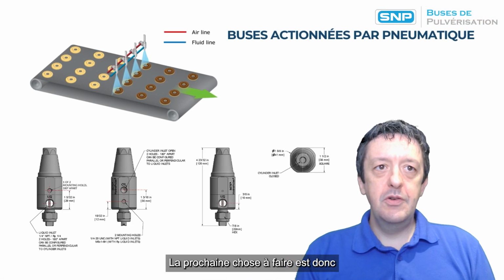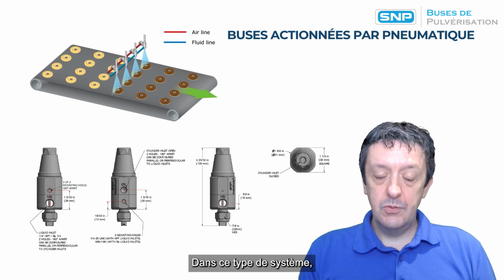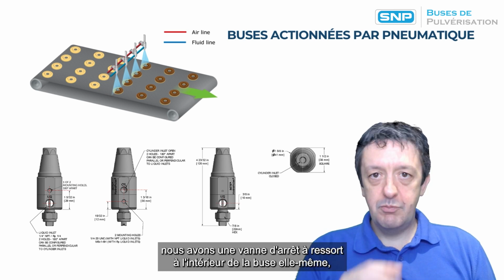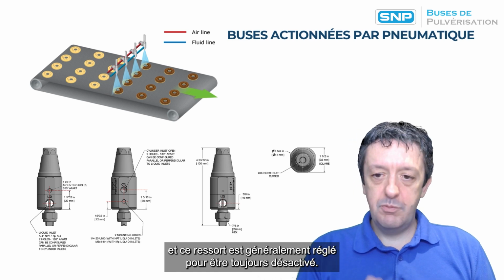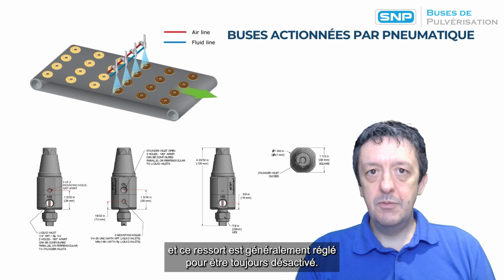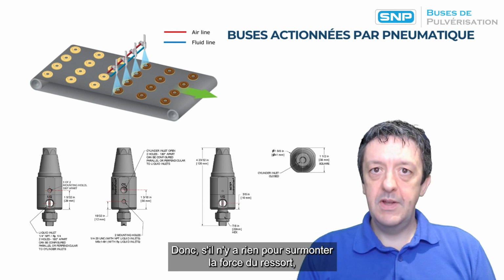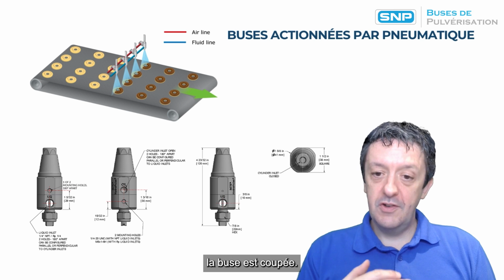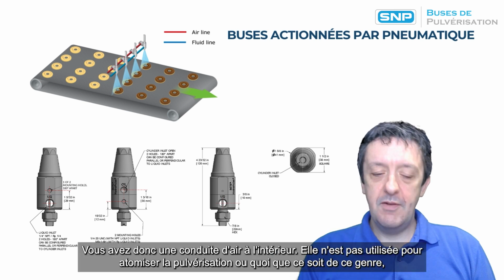So the next thing you can do is move up to an air-actuated spray nozzle. In this type of system, we have a spring-loaded shut-off valve inside the nozzle itself, and that spring is generally set to being always off. So if there's nothing to overcome the force of the spring, the nozzle is off. And the way we overcome the force of the spring is by using air. So you have an air line in there.